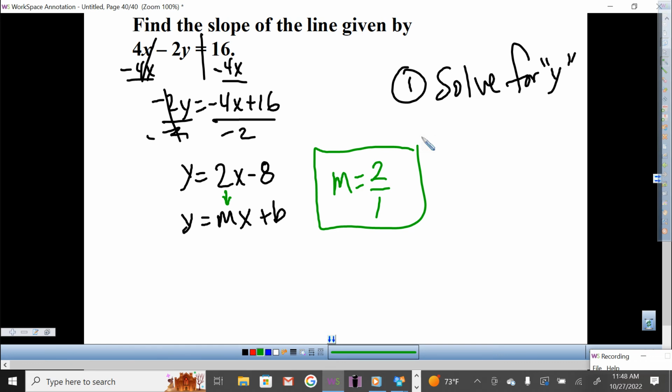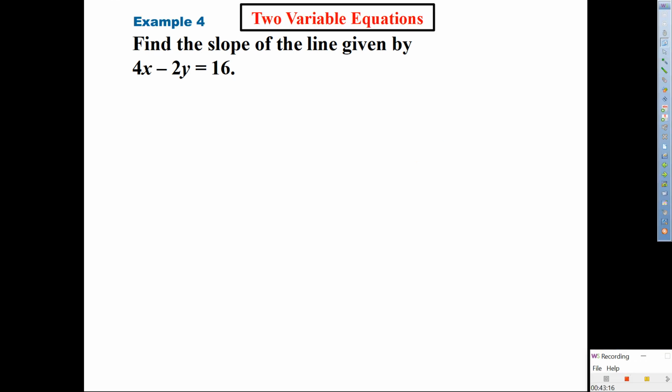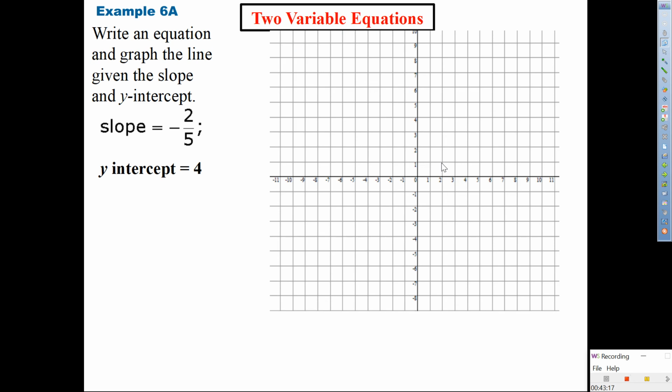You're going to have 2 of these. And last but not least, here we go. Copy this one on the medium side graph paper. Turn the graph paper over. I want you to write on the side slope, negative 2/5, intercept 4.